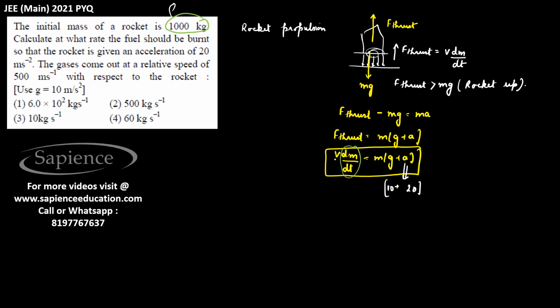So let's take this as an initial scenario. So m will be 1000, relative velocity is 500, and dm by dt. So dm by dt will actually be equal to 30 into 2, which is 60 kg per second. This will be the answer. 60 kg per second will be the answer. Important point again, see that this is related to the initial state. It's given that we should write this as the initial acceleration, not the last one.